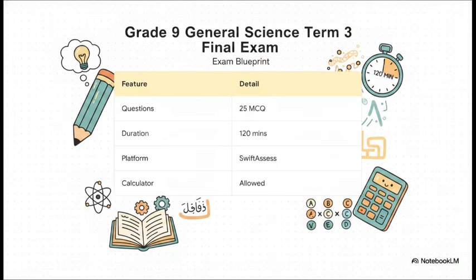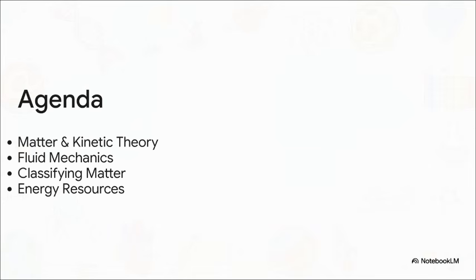Here's the game plan. 25 multiple-choice questions on Swift Assess, 120 minutes on the clock, and yep, calculators are allowed. We're tackling 4 core areas today: matter, fluid mechanics, classifying matter, and energy resources. All right, let's dive right in.